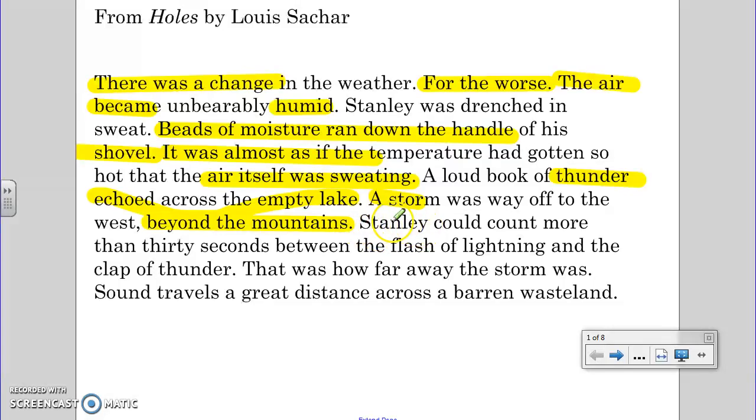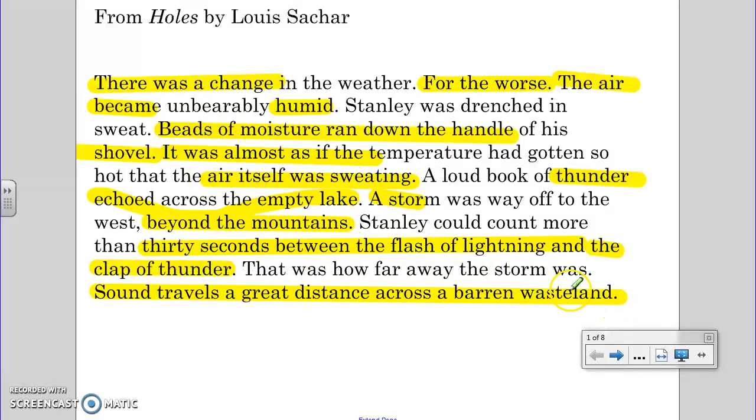And of course, we want to leave off Stanley again. But we'll keep this area over here, 30 seconds between the flash of lightning and the clap of thunder. And then this other line here, "that was how far away the storm was." That's not very descriptive. It just kind of tells you what's happening in the story, and that's not necessary for a poem. But this last line here sounds really great. "Sound travels a great distance across a barren wasteland." It's very dramatic, and it sounds like it'll fit really well into a poem.